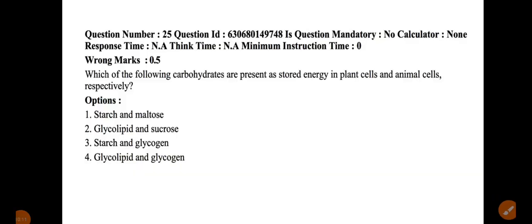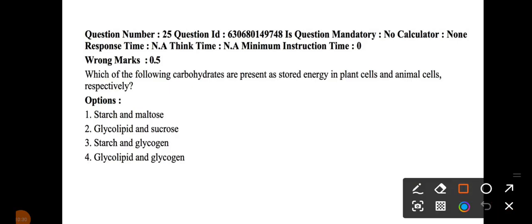Okay, so next one: which of the following carbohydrates are present as stored energy in plant cell and animal cell respectively? So they are just asking what the stored energy is in the plant cell as well as the animal cell, right? So what is the answer here? So these are very basic questions, that is starch and glycogen, right? So in the plant cell that is starch, and in the animal cell that is glycogen.